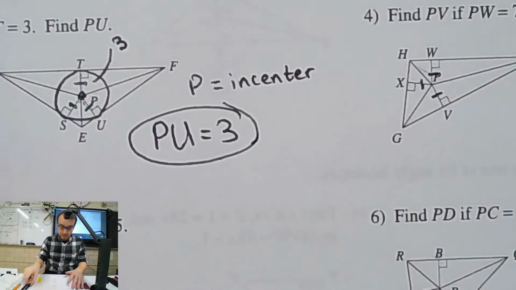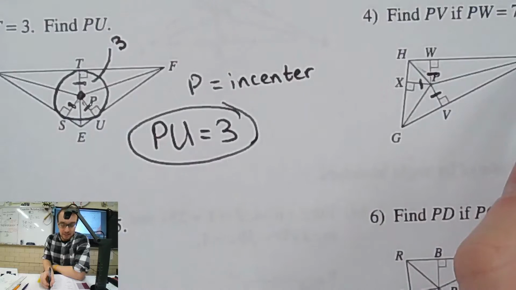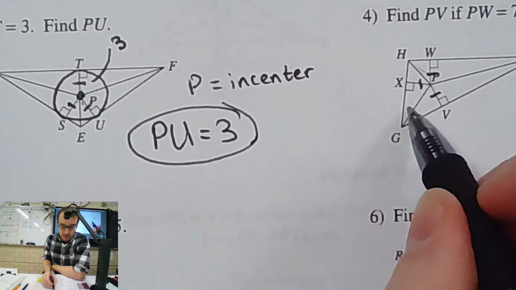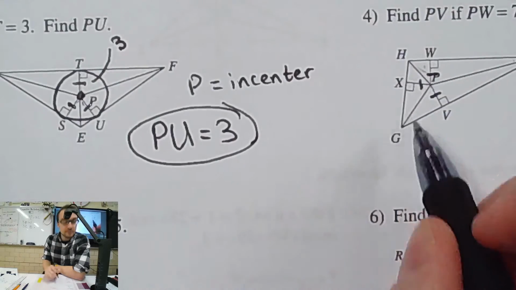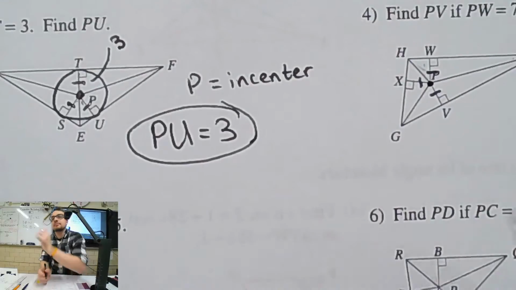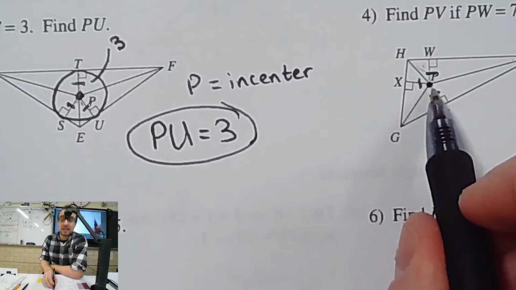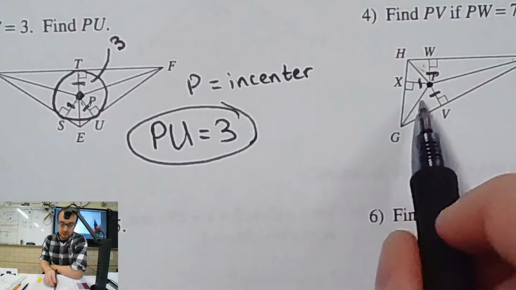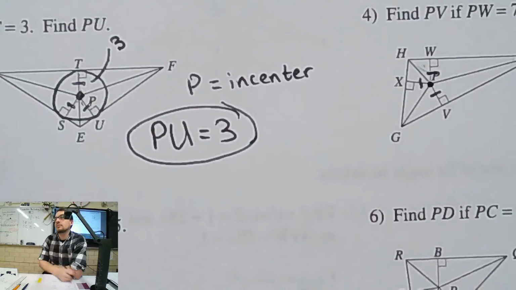Number 4. Well, FP is an angle bisector, they said, and GP is an angle bisector, and HP is an angle bisector. They cut these angles in half, right? So where they intersect at P is going to be the incenter, right? So P has to be the incenter, which tells us what about PX, PW, and PV? They're the radii, right, of the internal circle.